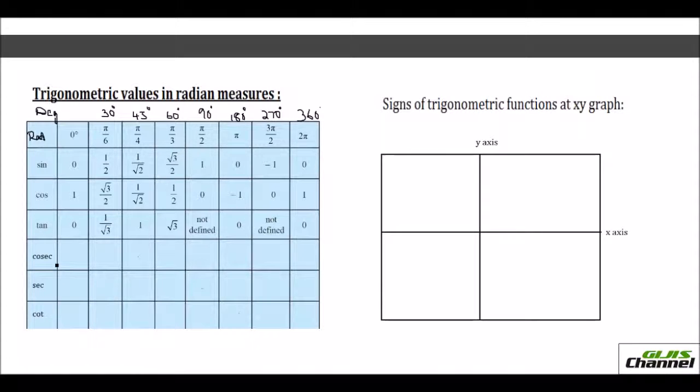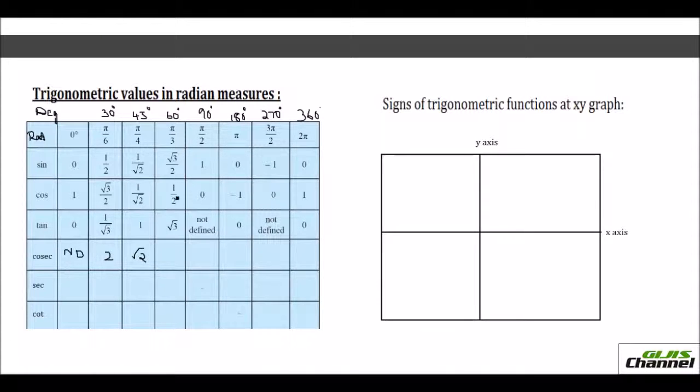Now I can tell you the cosec, sec and cot are the reciprocals of sine, cos and tan. That's what we learned, right? So you can fill in these blocks by putting the reciprocal of what we have here. Cosec is the reciprocal of sine. So here sine is 0, and the reciprocal of 0 would be 1 over 0. So that is not defined, right? So I just write not defined here. And here this is 2 over 1, which is 2. Here it is root 2 over 1, so that is root 2.